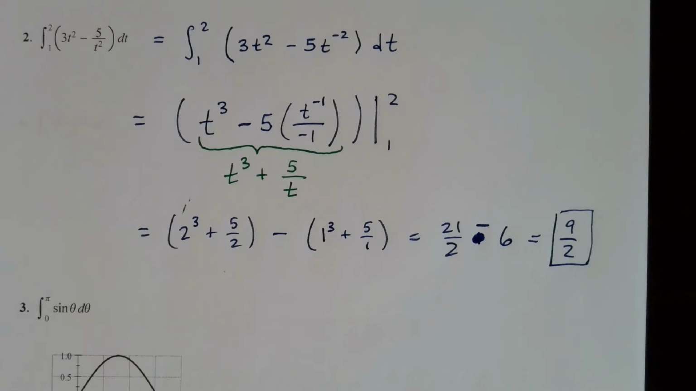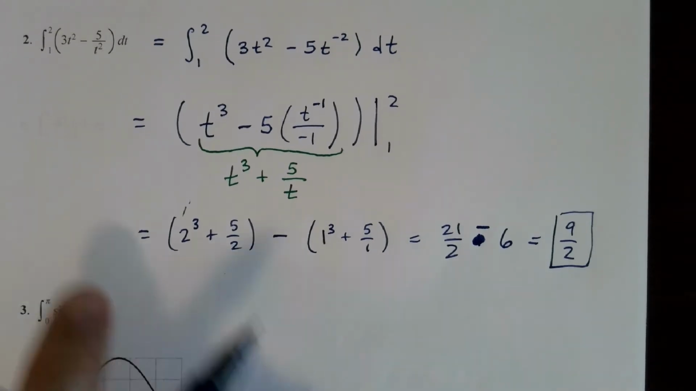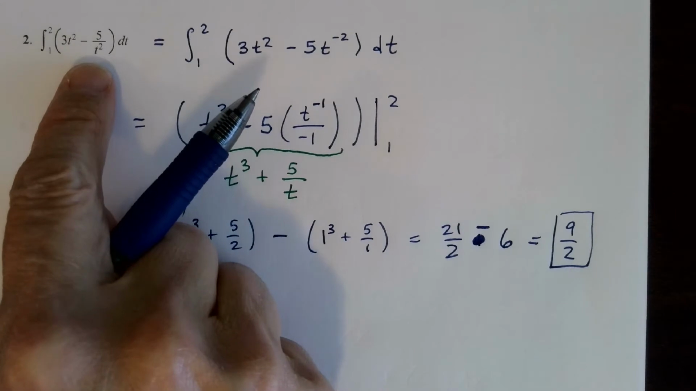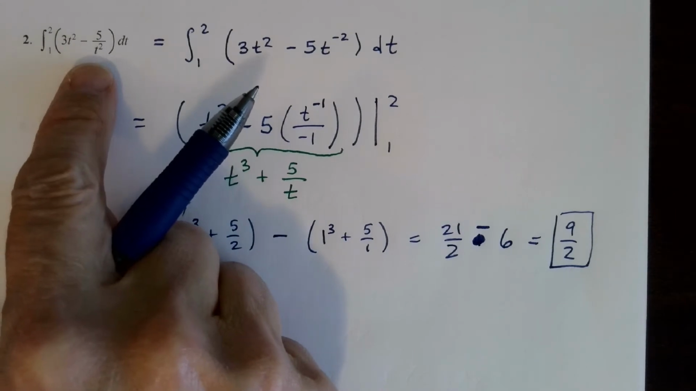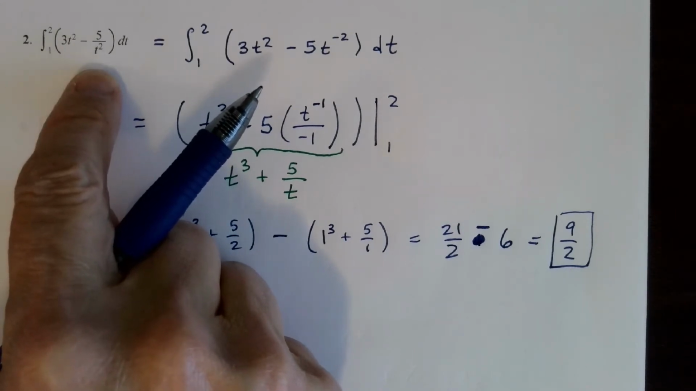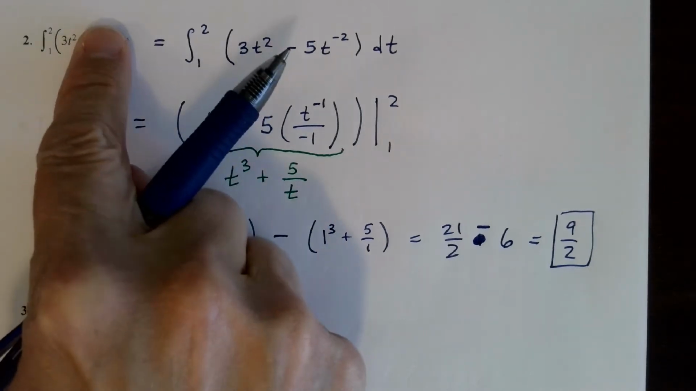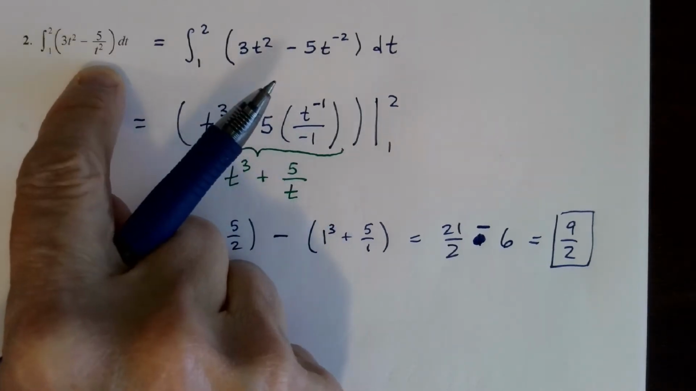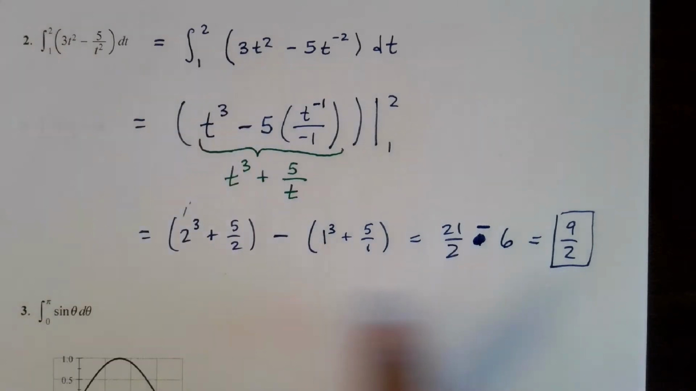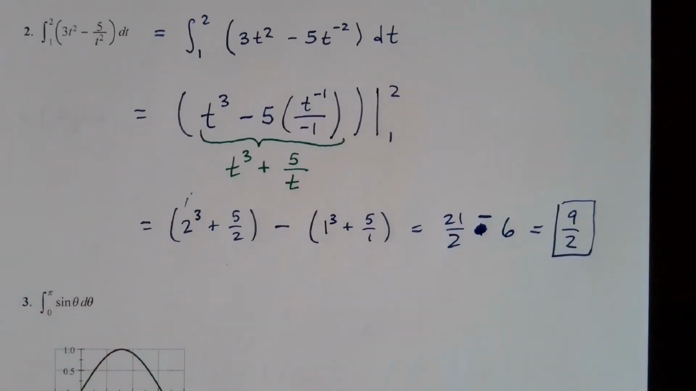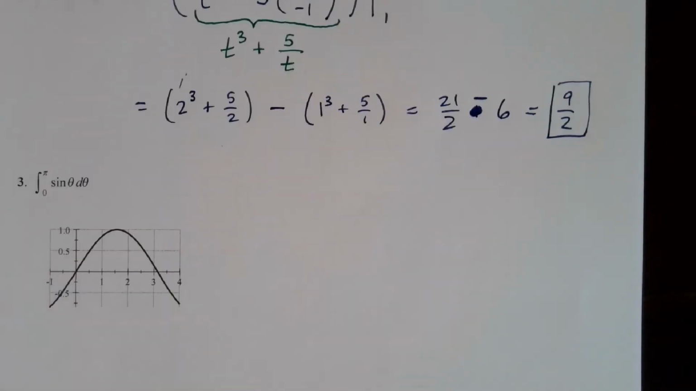Isn't this fun? Now this one, you would have real trouble trying to do the Riemann sum and then take the limit as n goes to infinity because of this 5 divided by t squared. We can do polynomial functions like 3t squared, but this is not going to be doable. And so this is a very powerful thing that we have here. We have really opened up a whole bunch of functions we can evaluate the definite integral of.